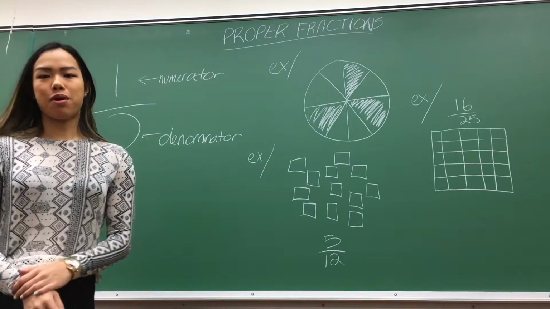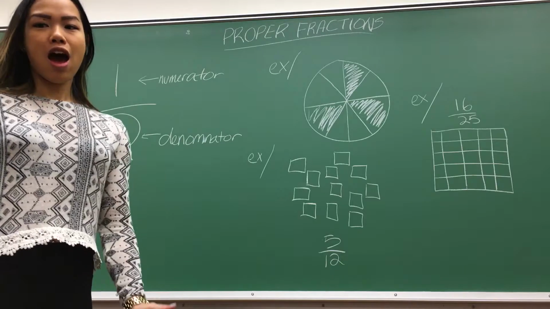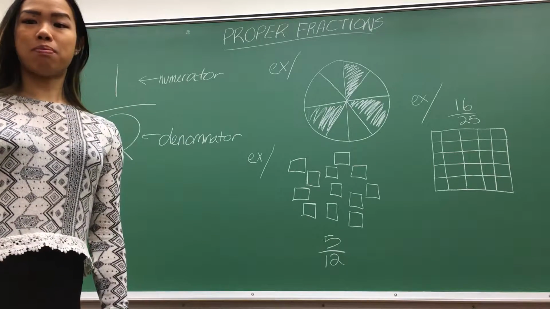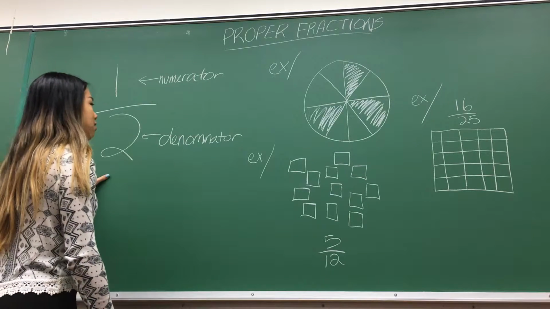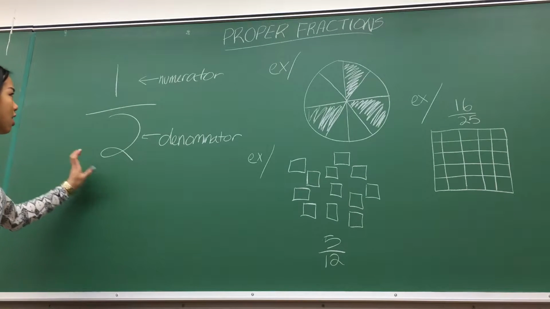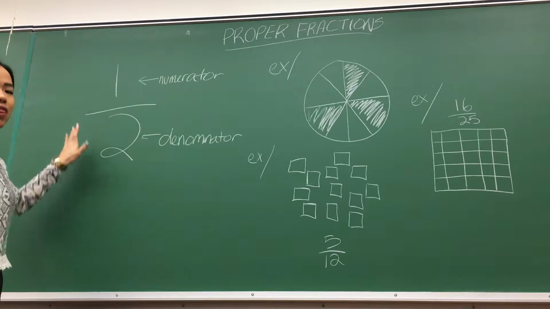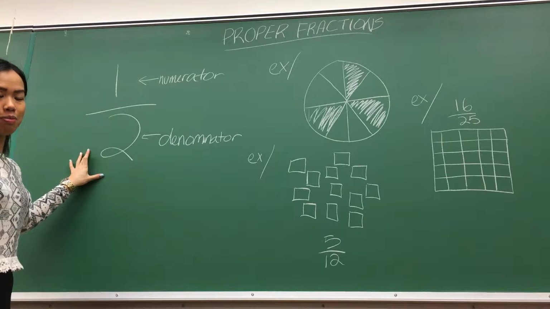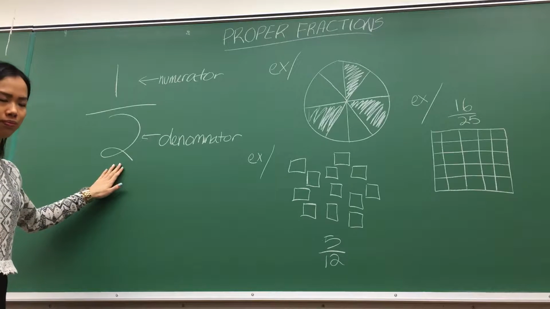Today we're going to talk about proper fractions. So, what is a proper fraction? A proper fraction represents parts of a whole number or object. So if we look at 1/2, which is a proper fraction, our numerator represents how many parts we have, and the denominator, the bottom number, represents how many equal parts we have in total.